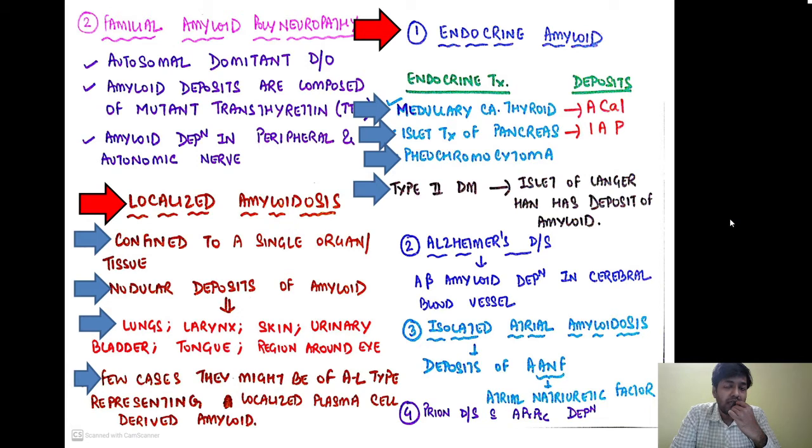Now, second localized is Alzheimer's disease, where we have the A-beta amyloid deposition in the cerebral blood vessels as well as in the plaques. Then we have isolated atrial amyloidosis involving the heart, where there is a deposit of ANF type of amyloid. That is, ANF stands for atrial natriuretic factor. And fourthly, we have Prion's disease with APrP-sc deposition.